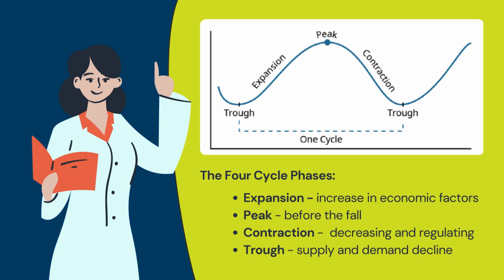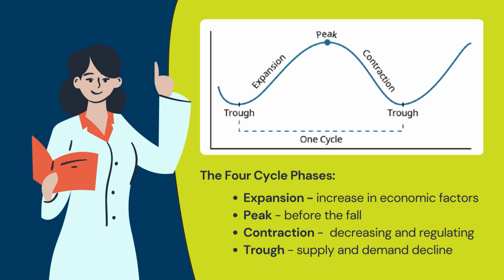So moving forward to contraction. The business cycle contraction stage results from businesses decreasing and regulating from the previous peak. During this stage, business owners focus on finding ways to improve their financial situation, such as how they can save money or become more competitive in the market.